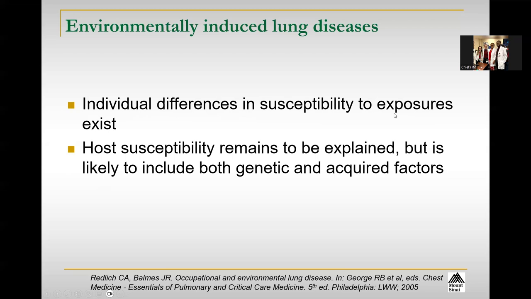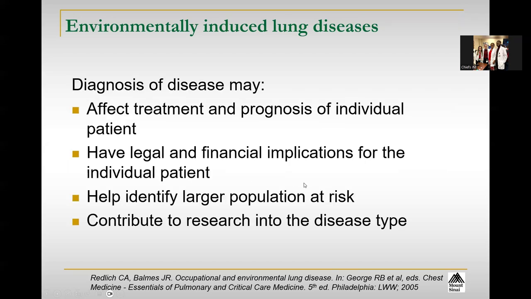Individual differences in susceptibility to exposures exist, and you are going to see it through your pulmonary series, with any lung toxin. For example, tobacco is a great example of that. Not everyone is susceptible to the effects of tobacco. Everybody has a grandfather who was a chain smoker and never developed a clinical lung disease. The same happens with many of the occupational agents. How susceptibility remains to be explained is actually rather poorly understood despite intense investigations, but it is likely to include both genetic and epigenetic and other acquired factors. As I said, very poorly understood.